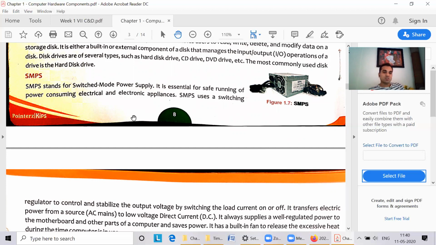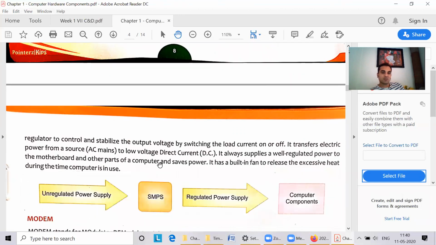SMPS uses a switching regulator to control and stabilize the output voltage by switching the load current on or off. So what SMPS actually does is stabilize the voltage. The fluctuation of the voltage is stabilized by the SMPS. If not, then our electronic components get burned.